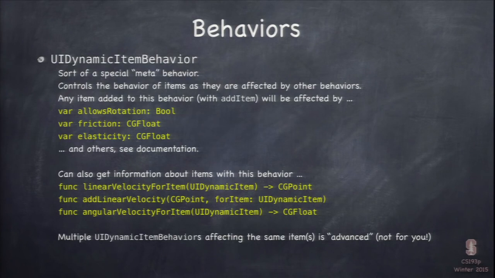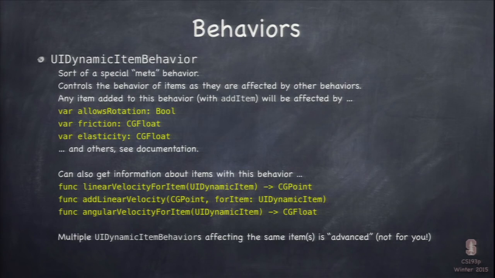Now there's a special kind of behavior called a dynamic item behavior. Don't be confused about dynamic behavior, which is the superclass of all behaviors, and dynamic item behavior, which is a subclass of UI dynamic behavior. Item behavior says, how does this item, or any of the items added to this behavior, behave when other behaviors make them interact? So when something smashes into a wall in a collision behavior, how springy is it? Can it spin? Or does it have to stay unrotated?